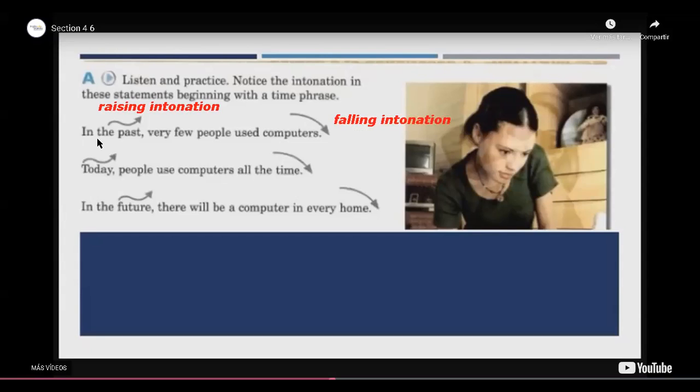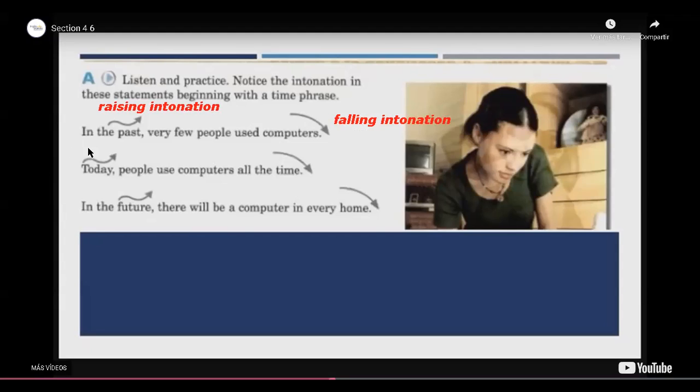In the past, very few people use computers. Today, people use computers all the time. In the future, there will be a computer in every home. So do you notice the difference? Yes, kind of. Mm-hmm. Okay, so now let's read that together again.